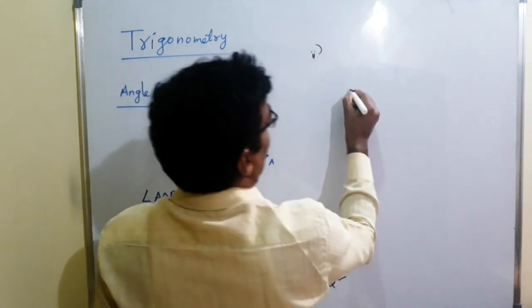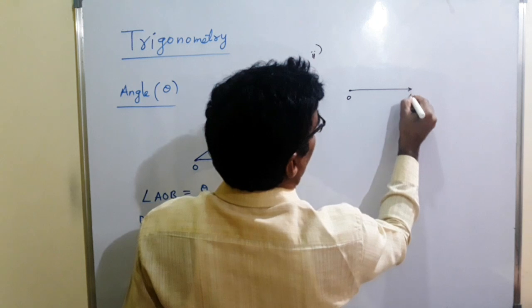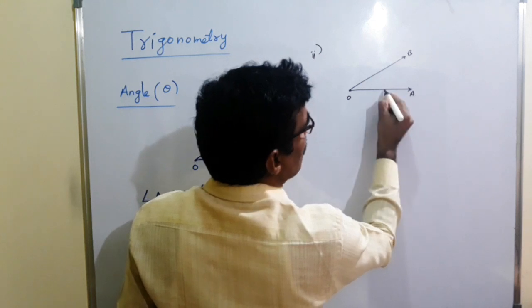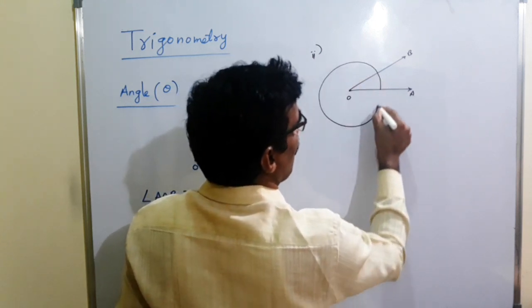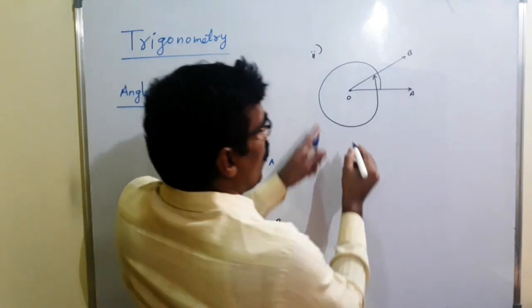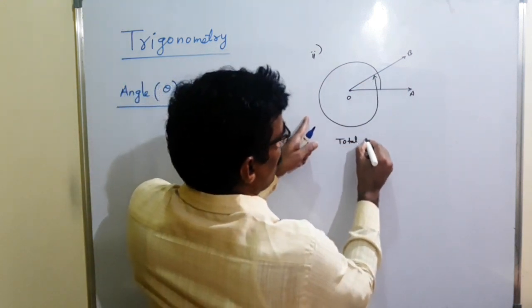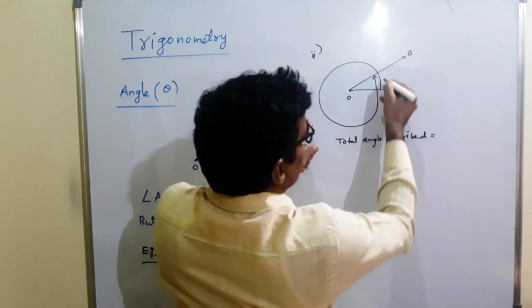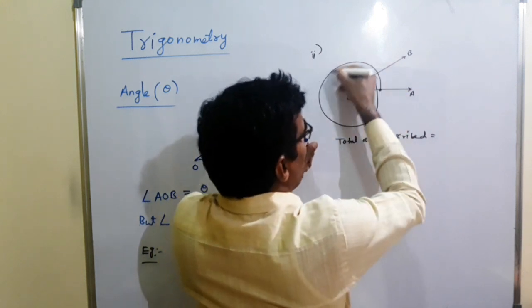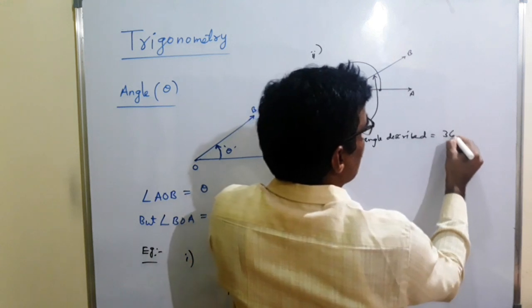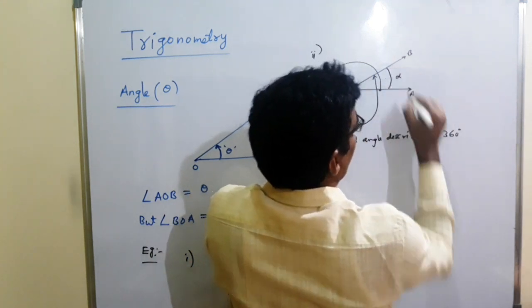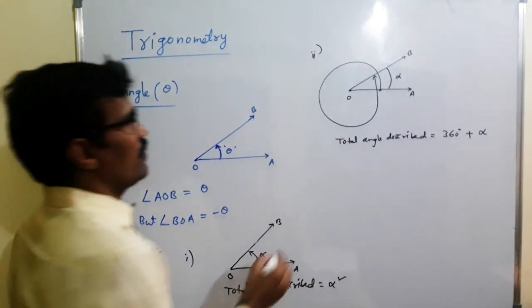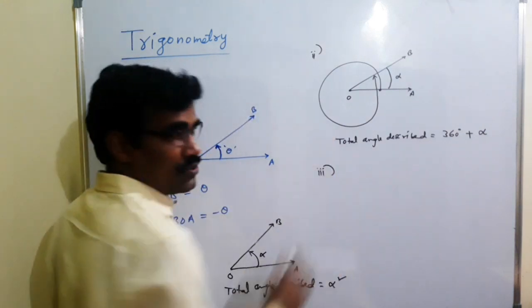Then, sir, O, A. This is B. It is rotated from this side to complete rotation and like this. So here what is the total angle described? If it completes a rotation, starting here, a complete rotation is 360 degrees, extra is this angle alpha. 360 degrees plus alpha. Very good.